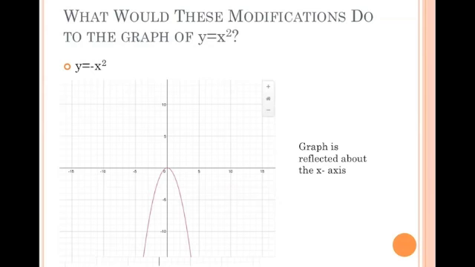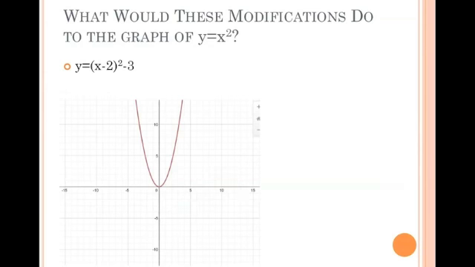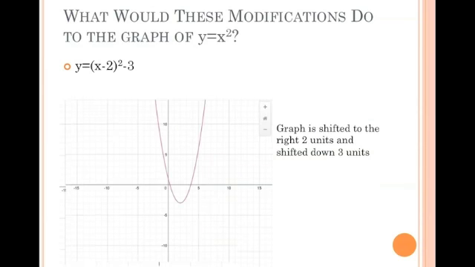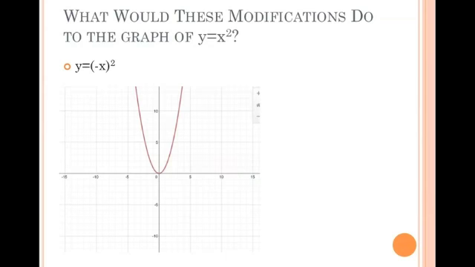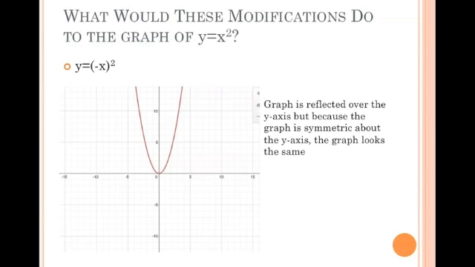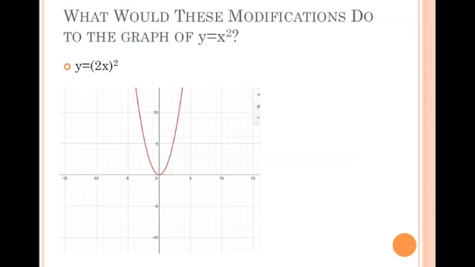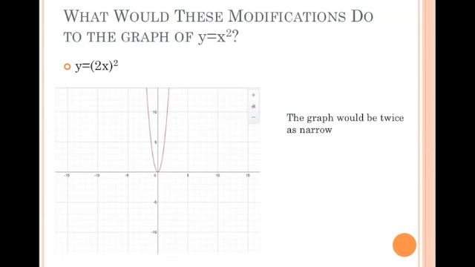Here, y is negated. When 2 is subtracted from x inside of the parentheses and 3 is subtracted outside of the parentheses, the graph is shifted 2 units to the right and 3 units down. When x is made negative inside of the parentheses, the graph is reflected about the y-axis. The graph looks the same because this graph is symmetrical about the y-axis. When x is multiplied by 2 inside of the parentheses, the graph will be twice as narrow as the original graph.